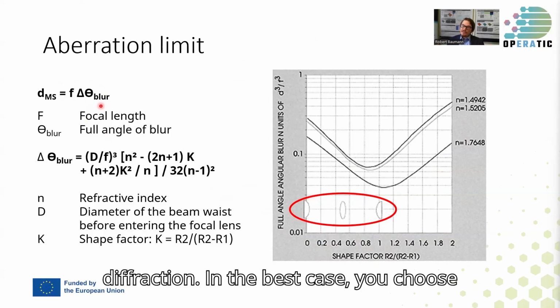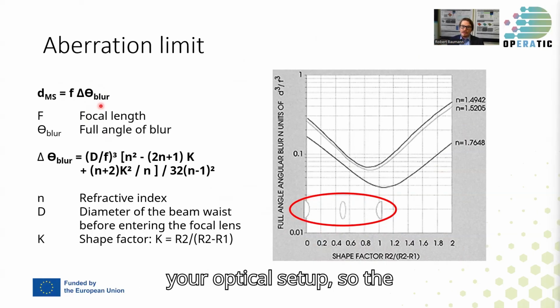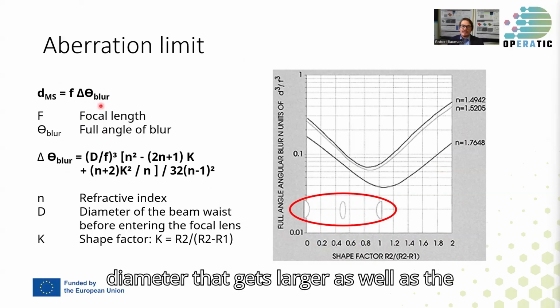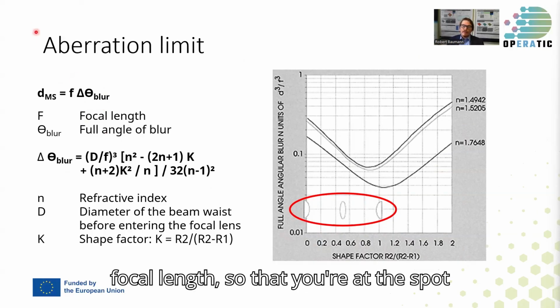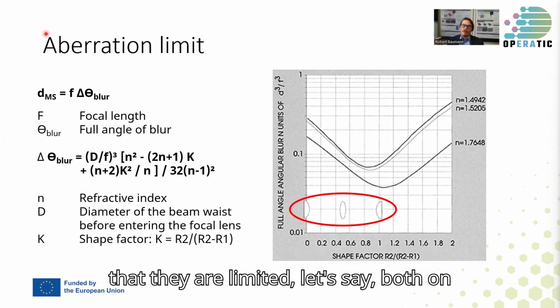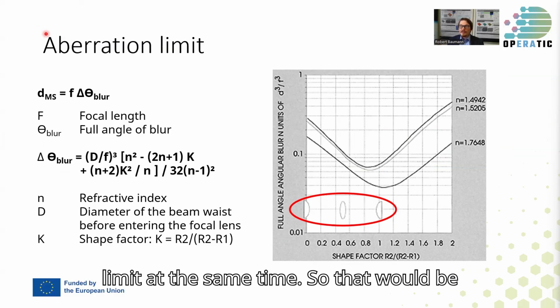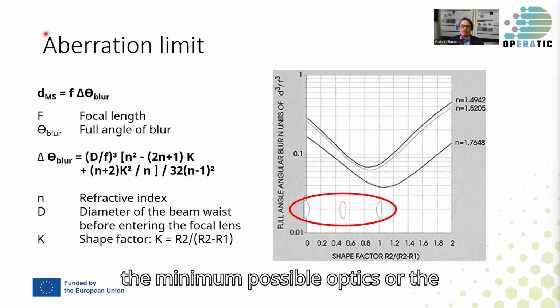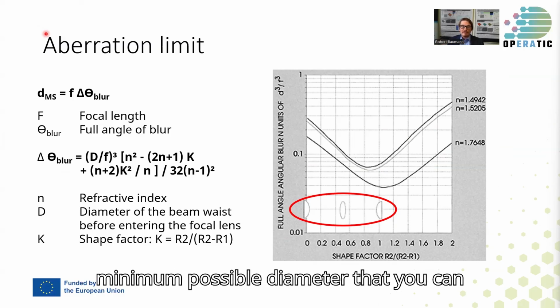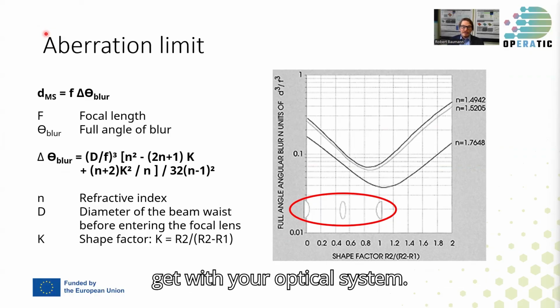In the best case, you choose your optical setup, so the beam diameter as well as the focal length, so that you are limited by both the aberration limit and the diffraction limit at the same time. So that would be the minimum possible focus diameter that you can get with your optical system.